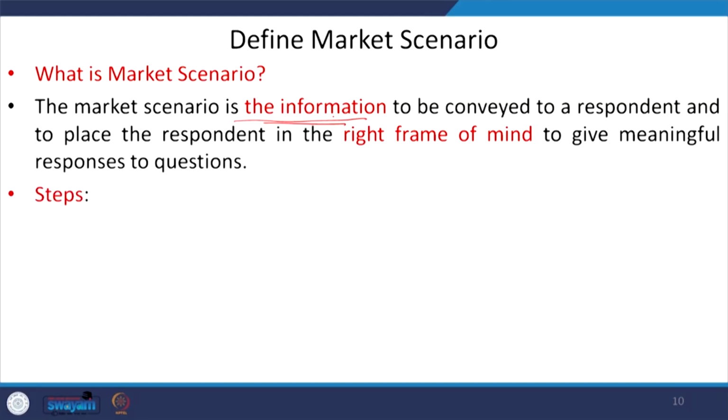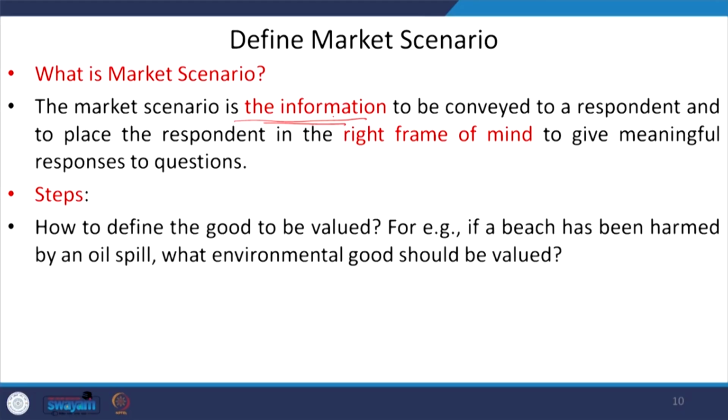So, for that reason we need to follow certain steps: how we are going to convey the desired information to the respondents, so that the respondents will be in the right mood to respond to our questions. For example, how to define the good to be valued, because here we are talking about some environmental attributes. If we need to value some environmental attributes, for example, the case of CVs that has been harmed by an oil spill.